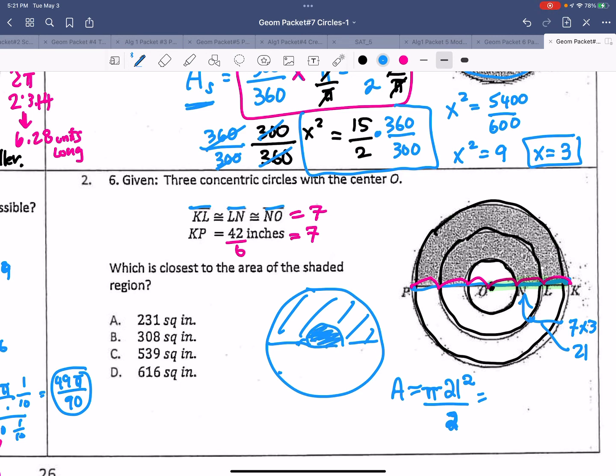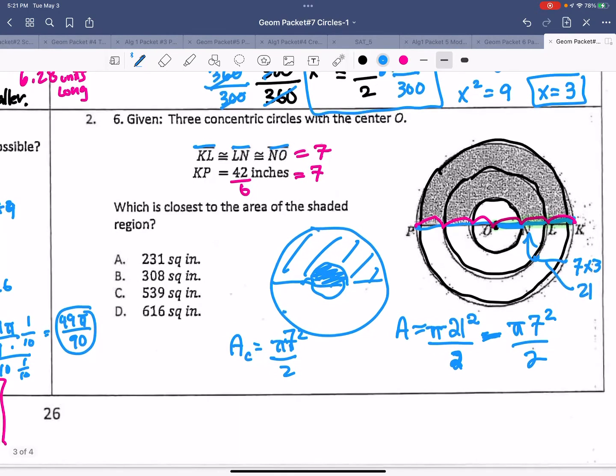So I have to figure out what this little part is so that I can take that out as well. I need to know the center circle, the area of the little center circle, which has radius 7. So pi 7 squared divided by 2. So I need to subtract pi 7 squared divided by 2. What's the closest area to this region? We can crunch this all on our calculator.